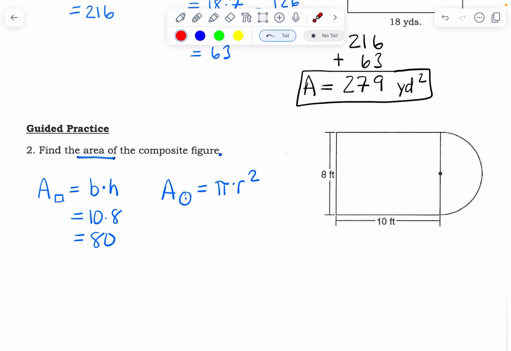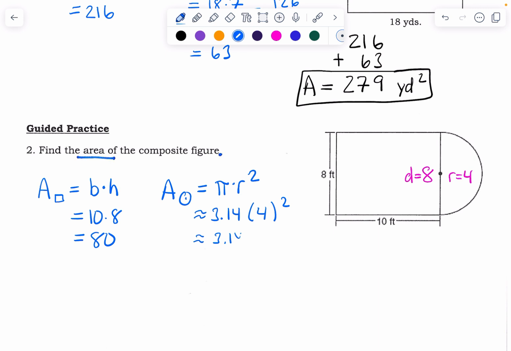Now this one right here, again, if this is 8, so is this, and that would be the diameter. So the diameter would be 8. And if the diameter is 8, then that means r is 4. And we need to plug in r. So I have 3.14 times 4 squared. 4 squared is 16. So 3.14 times 16 is 50.24. Now I have half of a circle. I don't have an entire circle. So I'm going to divide this by 2 because of the half circle, and I would get 25.12.